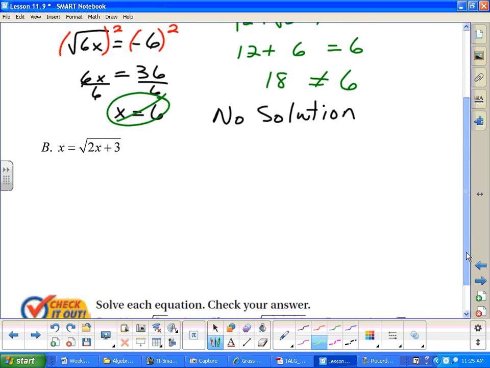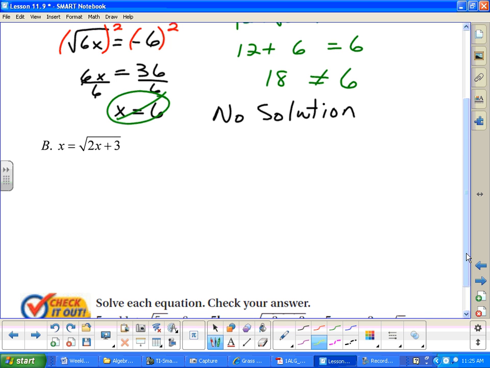So, let's look at B here. x equals the square root of 2x plus 3. Do I have the radical by itself? And I only have one of them, right? So I can go ahead and square both sides. So x squared equals 2x plus 3. Well, this is a little different. What do we do here? We have a quadratic equation.